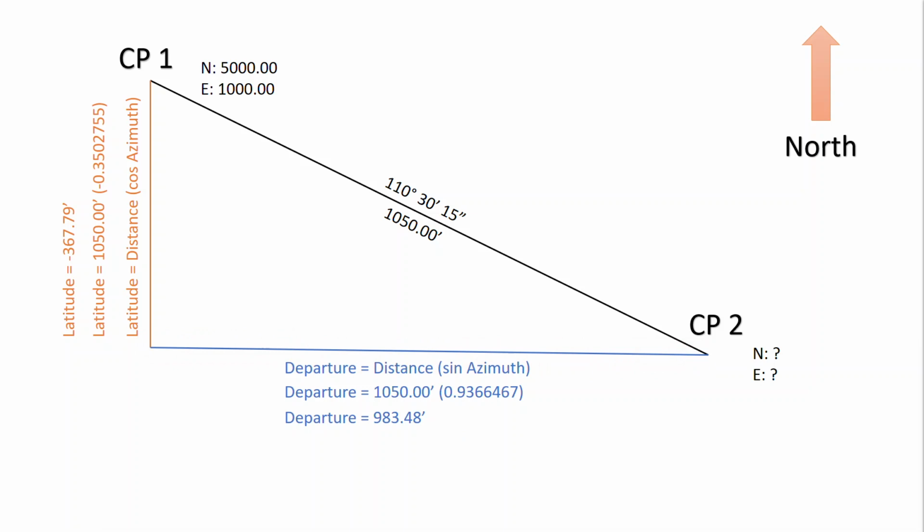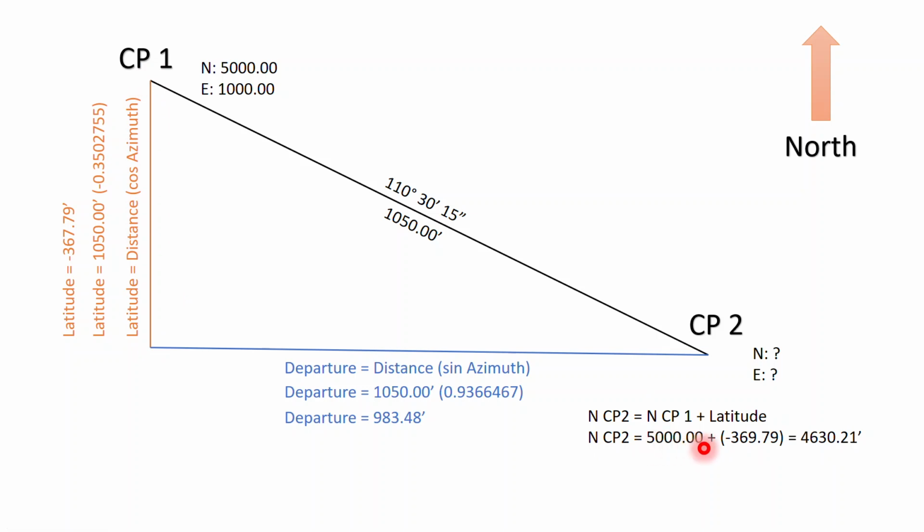So what if we had coordinates? Generally, we assumed beginning coordinates of our control point 1 last semester, and I'll just throw generic northing 5,000, easting 1,000 coordinates on here. To get or compute the coordinates of control point 2, the northing of control point 2 is equal to the northing of control point 1 plus the latitude, because remember, the latitude is strictly a component in the northing direction.